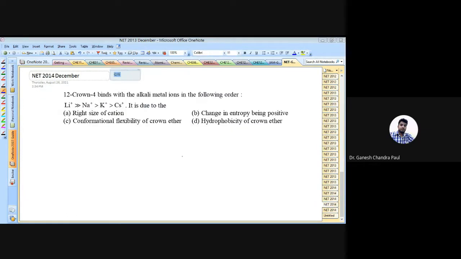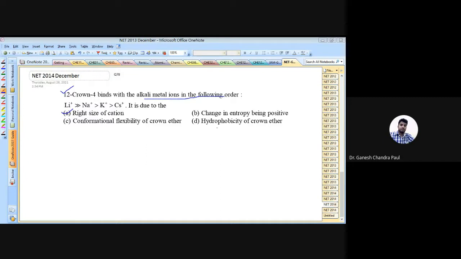So next, coming to the next question. Yes, I have already taught these things. Crown ether, right? 12 crown 4 ether binds with the alkali metal ion in the following order: lithium, then sodium, then potassium, cesium. It is due to the right size of the cation, change in entropy being positive, conformational flexibility of crown ether, or hydrophobicity of the crown ether. Which option is the correct answer? Sir, option A, right size of cation.